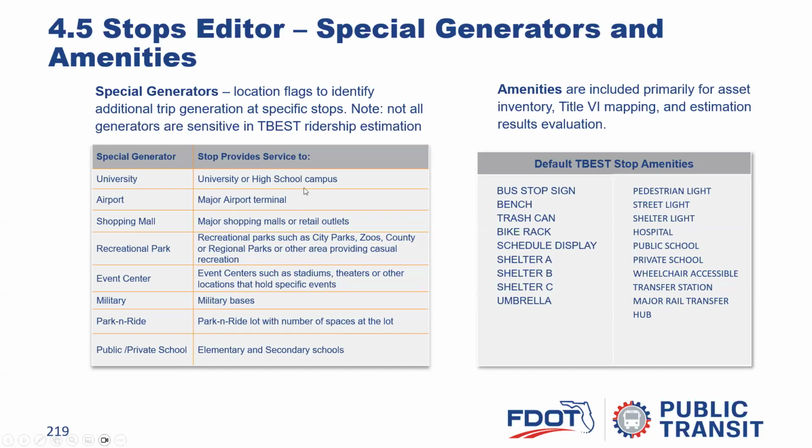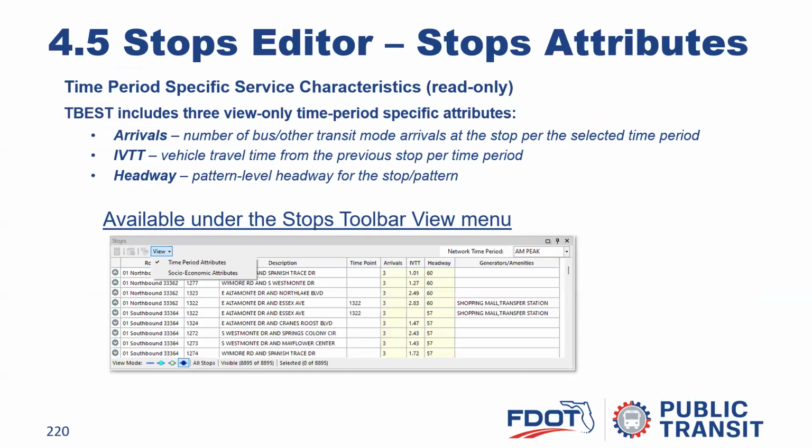And if you wanted to look up which ones are, you can go to the TBEST land use model that's listed, and you can look at the equation coefficients, and it will show you which ones are sensitive in the TBEST model. All right, so other stop attributes, we mentioned this already, where you can switch the view. You can show time period attributes and socioeconomic attributes here.